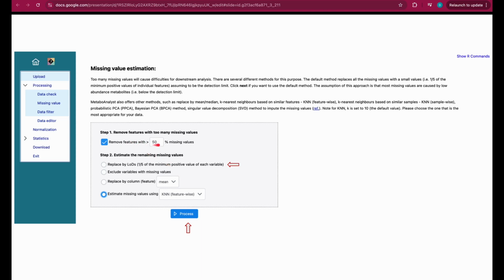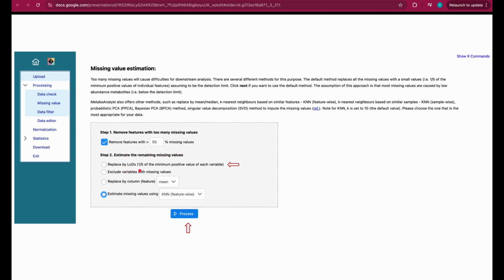So you can remove the features with greater than 50% missing values. There could be multiple features present, so if in certain samples multiple features are missing, you can simply remove those features if they have more than 50% missing values, and then estimate the remaining missing values. In case I don't want to remove values, or in case the missing value percentage is lesser, how do I want to deal with it?